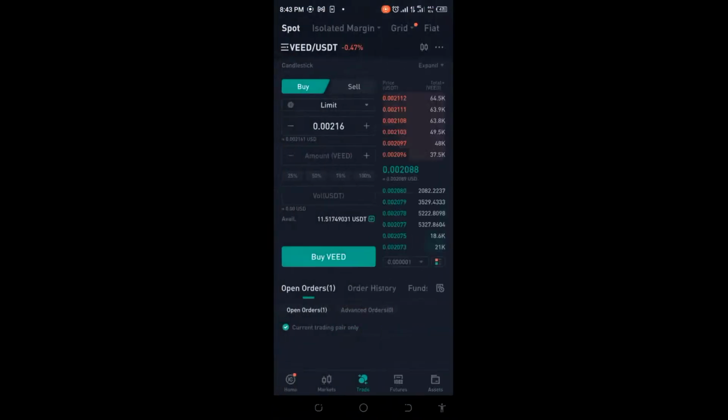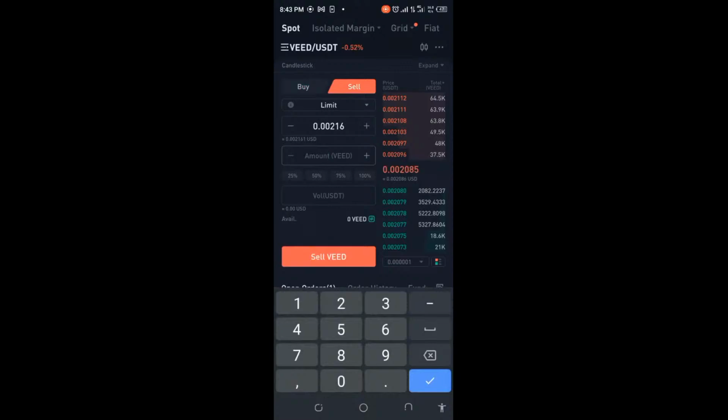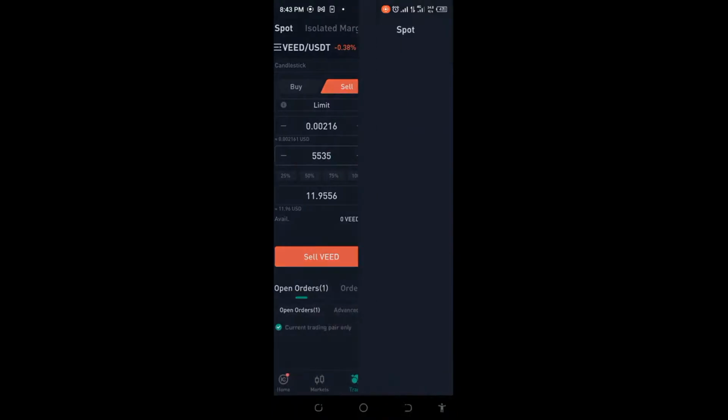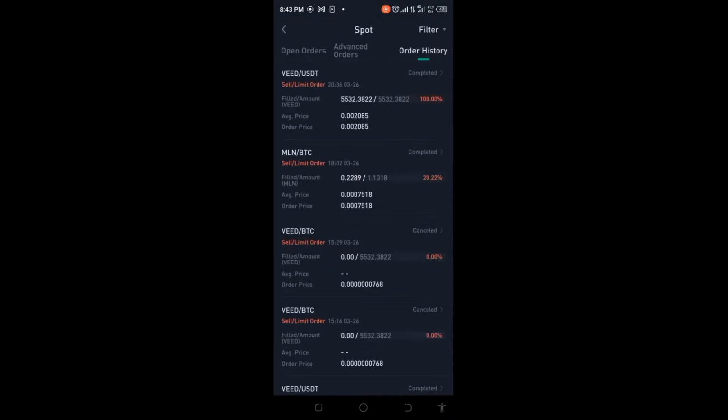Oh God, this is interesting. 21.60. And I put it at sell and I put 55. What was it again? 5535 or something like that. I could have made 11.95, an extra 40 cents. Oh my gosh. Let me confirm that again. I'm not even sure. This could have been so much more.